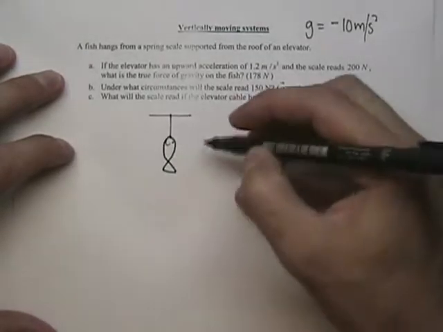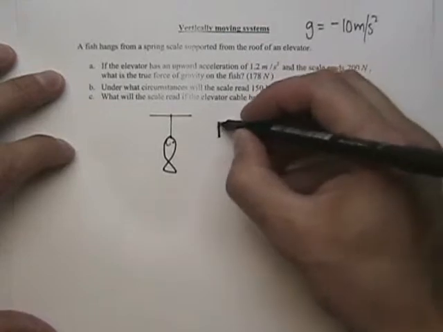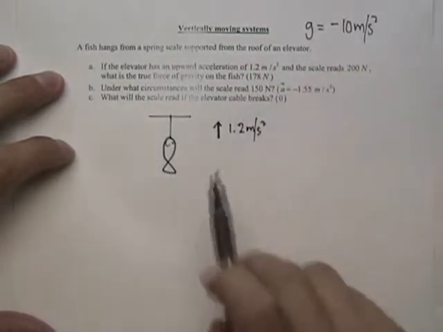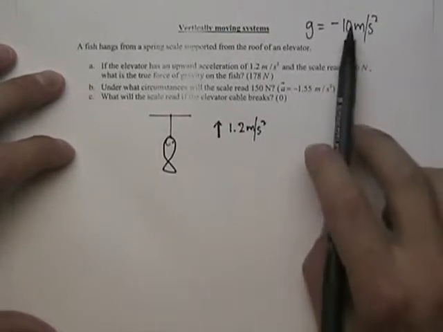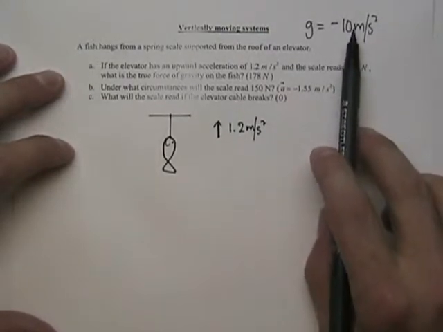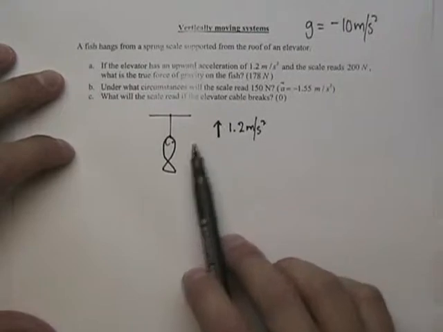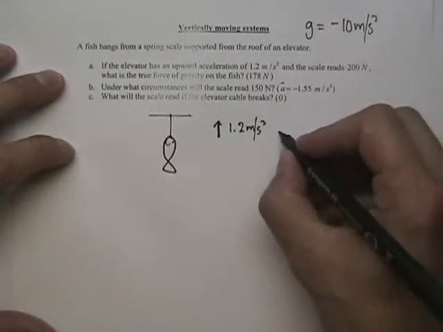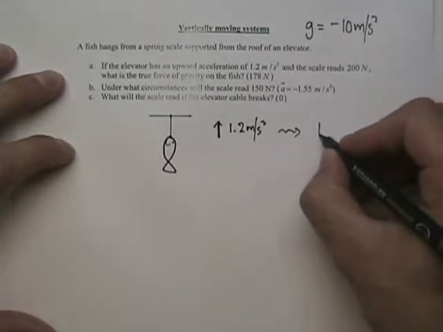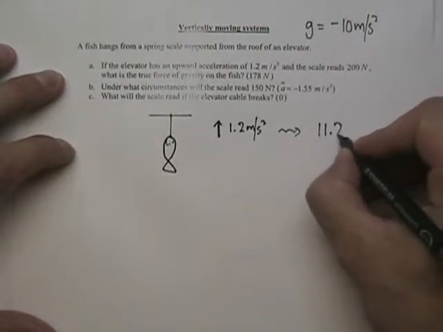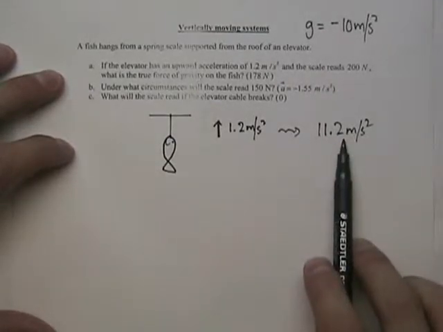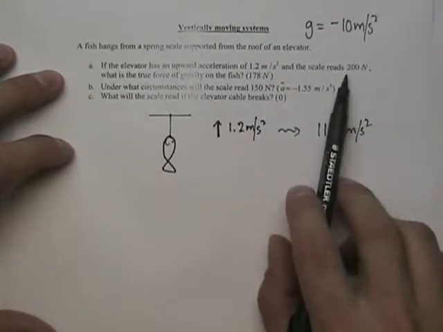So remember, this whole thing is moving upwards at 1.2 meters per second squared. That's what they tell you. But you've got to remember that gravity is already acting at minus 10. So for this thing to be moving upward at 1.2, it's got to overcome this 10. So you're actually going to be accelerating at 11.2 meters per second squared. Okay, so at that 11.2, you're reading 200 newtons.